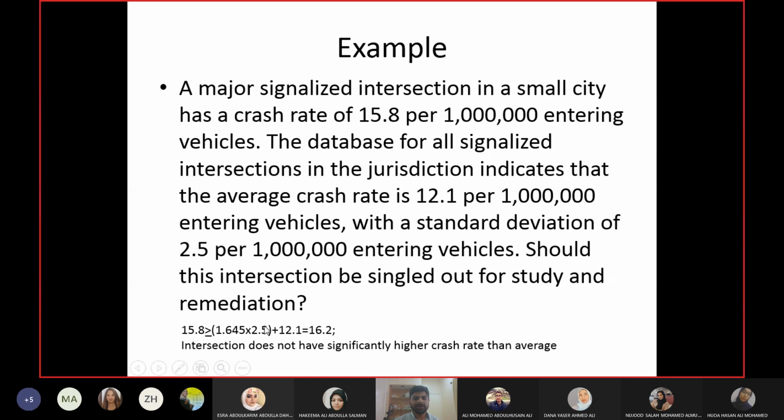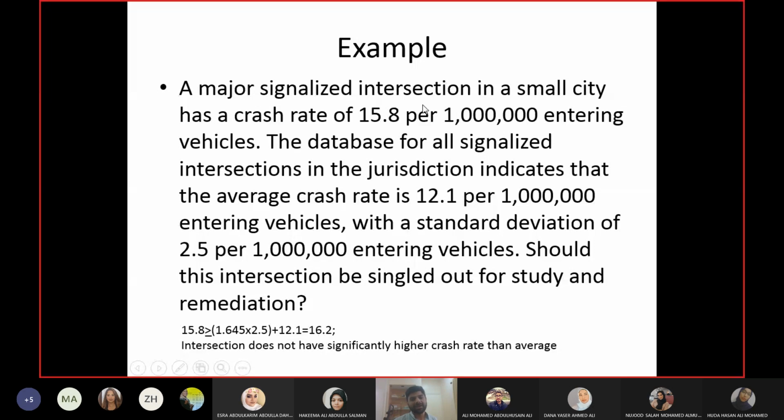So for the z-test, we'll calculate the number on the right-hand side of the equation, which was 1.645 s plus x bar. Here s is the standard deviation, 2.5 crashes per million entering vehicles, and the average is 12.1 crashes per million entering vehicles. So you calculate this number, and it comes out to be 16.2. So the number on the right-hand side is 16.2.